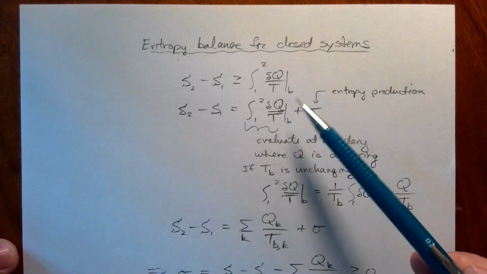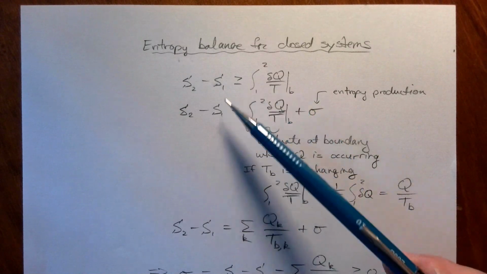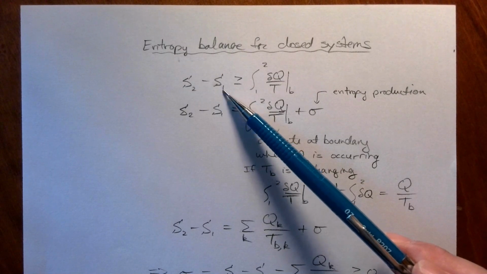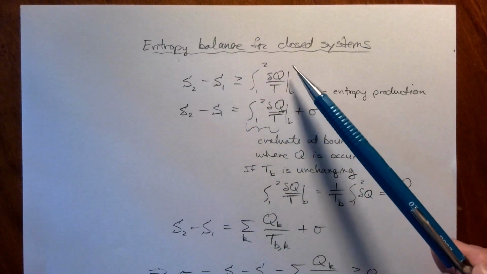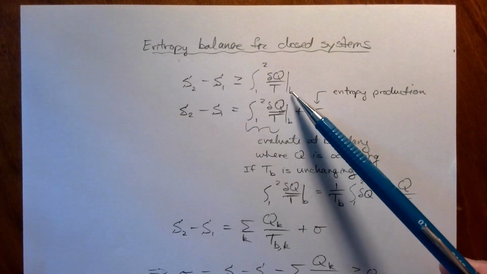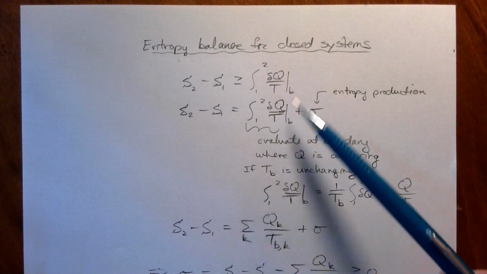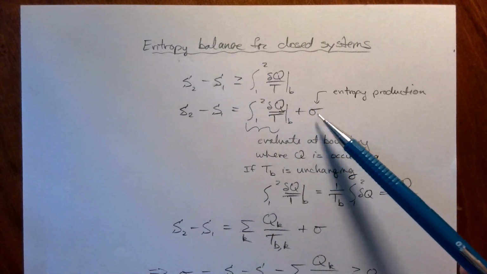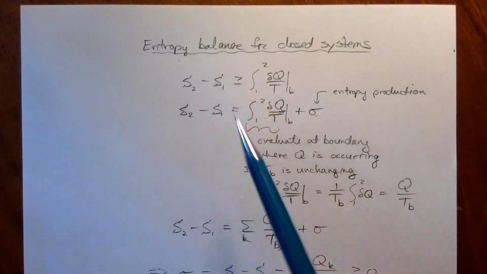As a summary, we started with the Clausius inequality, and then we were able to show that delta S, capital S, an extensive property, is greater than or equal to the integral of dQ over T. This is evaluated at the boundary where the heat transfer is occurring. What we've done is added this entropy production term, or entropy generation, to balance out this inequality.